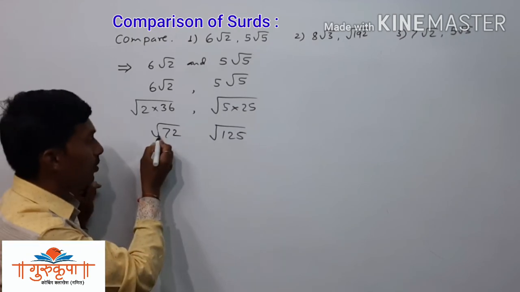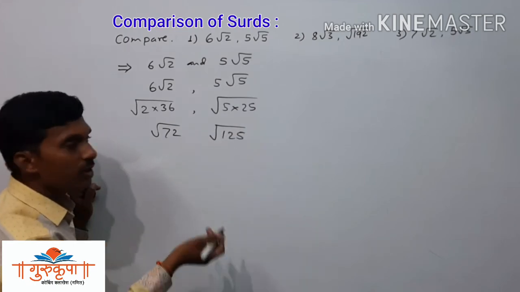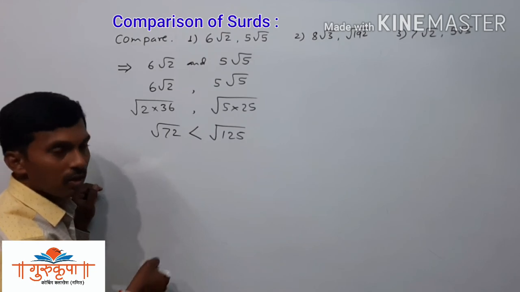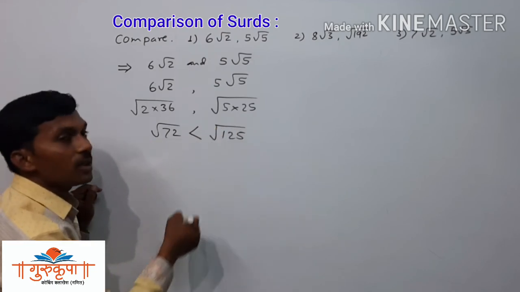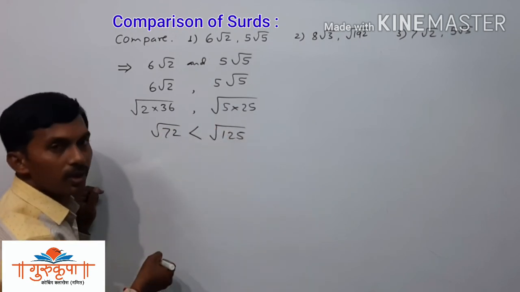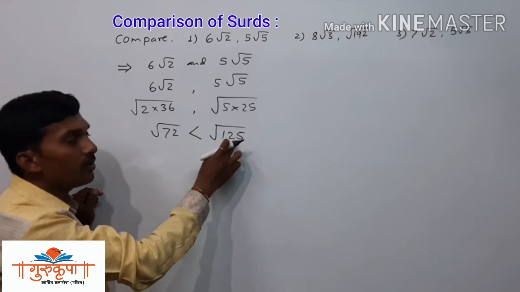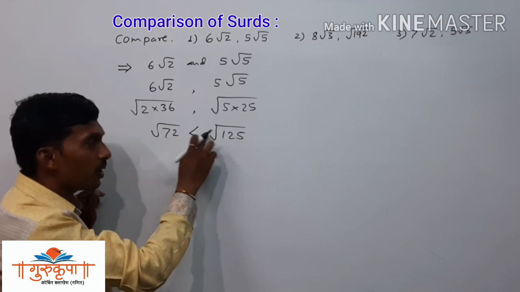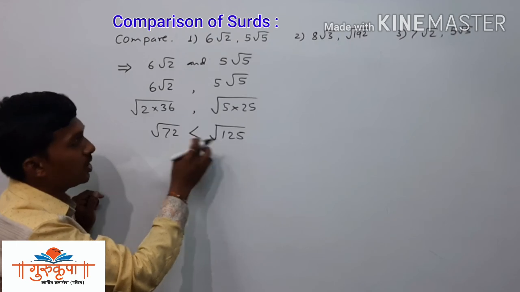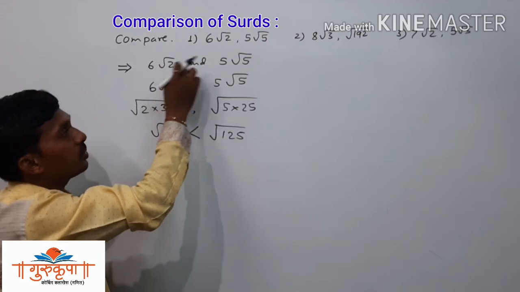Here in this square root we have 72, and here in this square root we have 125. So which one is bigger? This number is bigger. Both the numbers are in the same radical sign. In the square root we have 72, in the square root we have 125. So we can directly compare, that is 72 is smaller than 125, or 125 is greater than 72. Whatever the relation between these two, the same relation is between these two numbers.